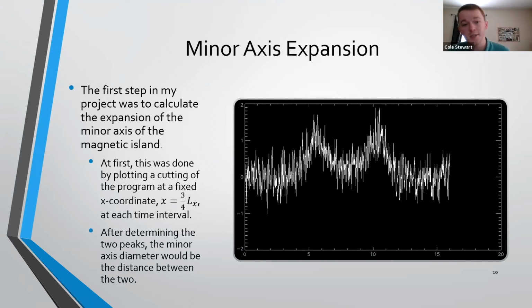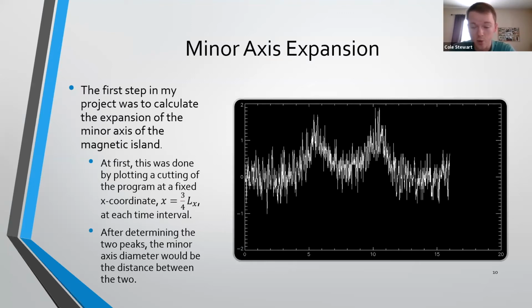The first step in my project was to calculate the expansion of the minor axis of the island. At first, this was done by plotting a cutting of the simulation at a fixed x-coordinate, which is the third quartile, at each interval. Since it was the center of the island, it should be the greatest distance. With this graph on the right, the horizontal axis is the y value and the vertical axis is the intensity. There are two peaks as displayed.